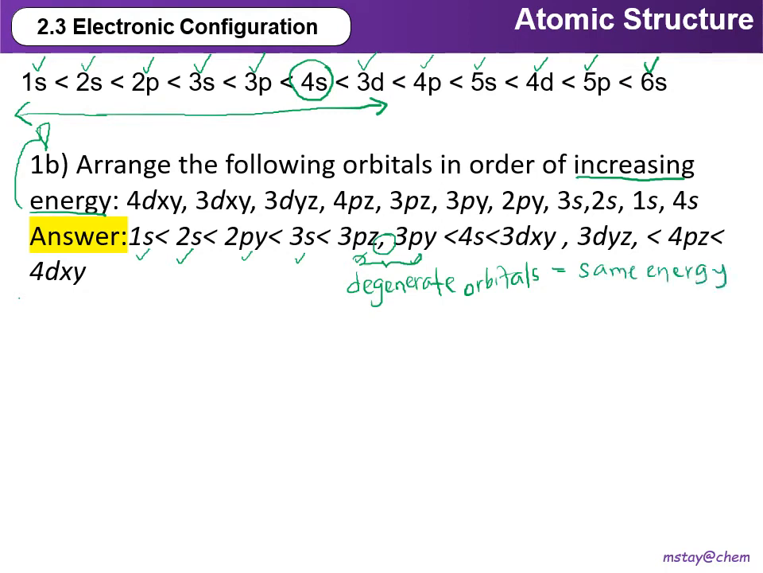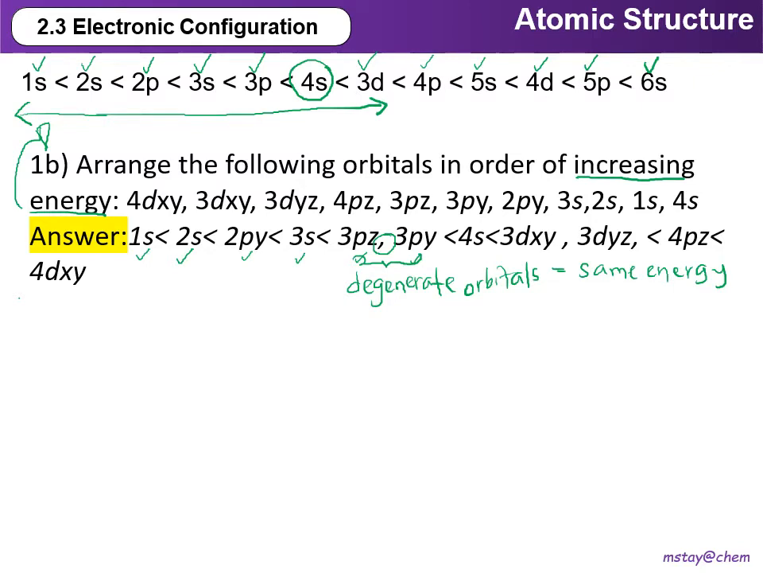Okay, because both of them are 3p orbitals, no matter whether it is 3px, 3py, or 3pz, all these three orbitals basically have the same energy. So we will not say 3px is the lowest among the three, or 3pz is the highest among the three. Three of them have similar energy.